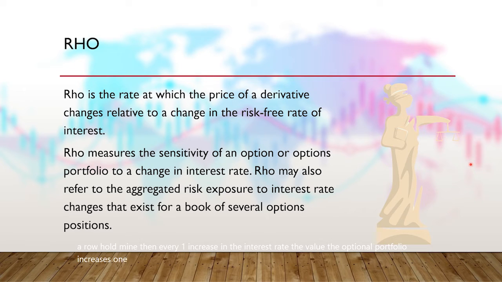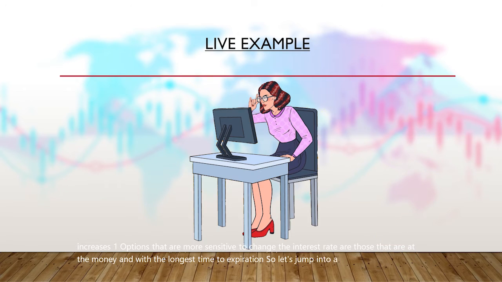Options that are more sensitive to change in the interest rate are those that are at the money and with the longest time to expiration. So let's jump into a brokerage account and look at what ROHO looks like in the option chain.